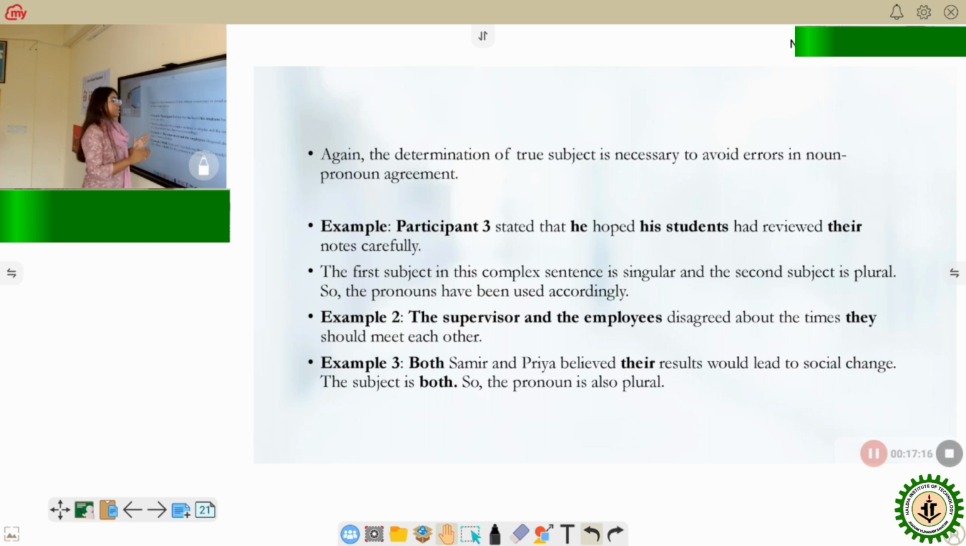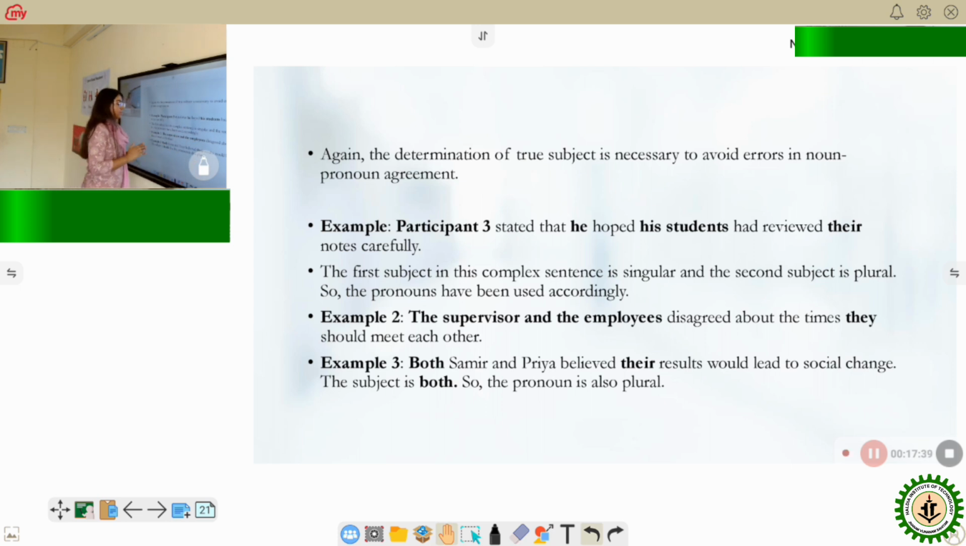Example 2. The supervisor and the employees disagreed about the time they should meet each other. So, the supervisor and the employees. We are referring to each one of them, right? So, they are a plural noun, so we have used a plural pronoun. The supervisor and the employees disagreed about the time they should meet each other.